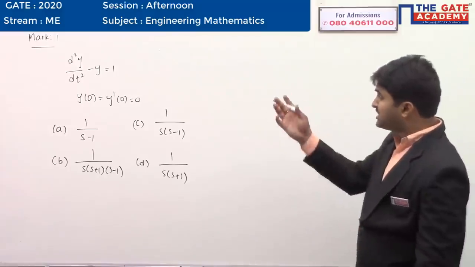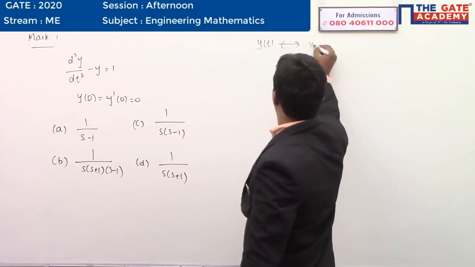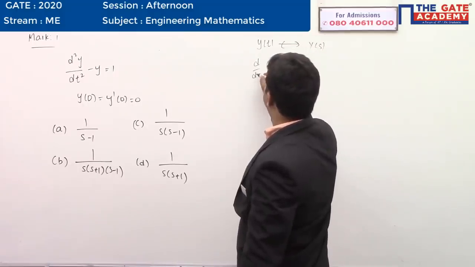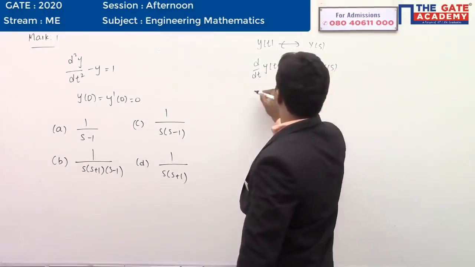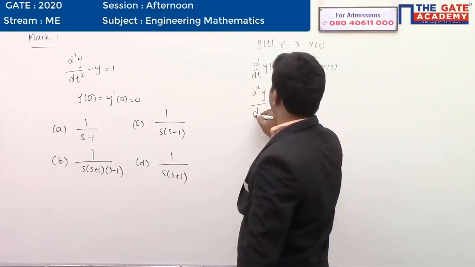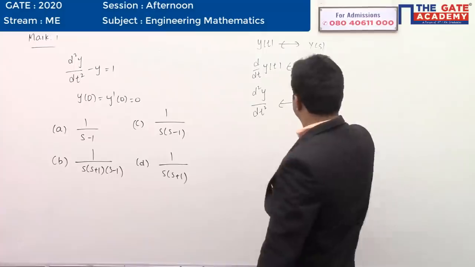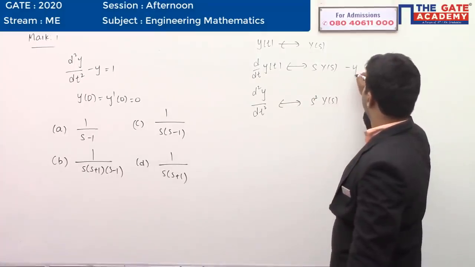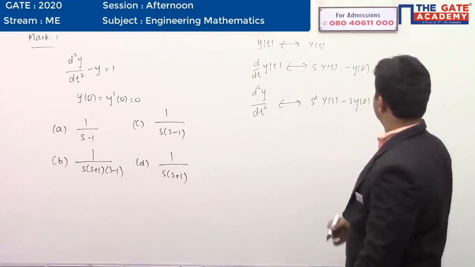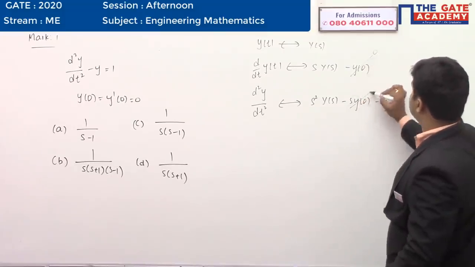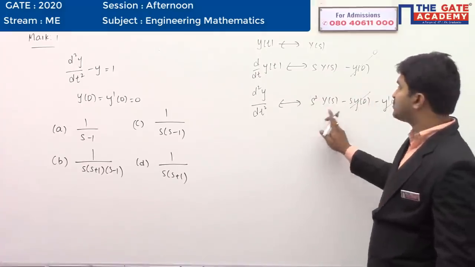Okay, so it's a very simple property. Generally, if y(t) has the transformation Y(s), then dy/dt is going to have s into Y(s). Yes or no? d²y/dt² is going to have s² into Y(s). Now, if you consider the initial conditions, then there is minus s into y(0) minus y'(0). Now, y(0) is 0, and y'(0) is 0. Everything is 0. It means here you're going to have s into Y(s), and here s² into Y(s).